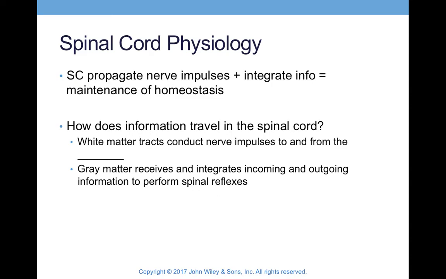Chapter 13, the second half of our presentation, we will be discussing spinal cord physiology. The spinal cord has two principal functions. The white matter tracts are highways that will conduct nerve impulses to and from the brain. The gray matter will receive and integrate the excitatory postsynaptic potentials and the inhibitory postsynaptic potentials, so the incoming and the outgoing information to perform spinal reflexes.